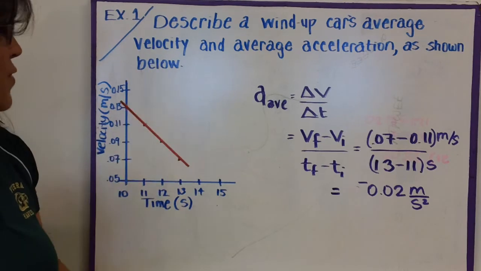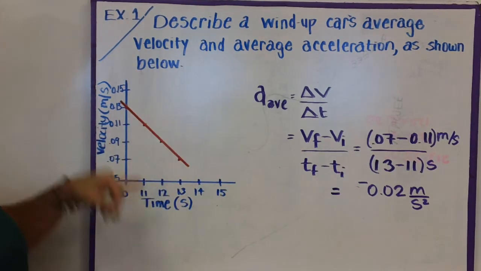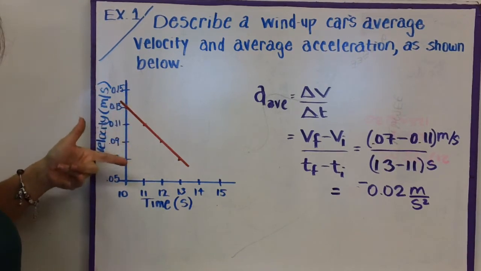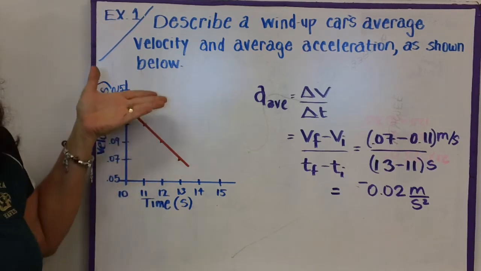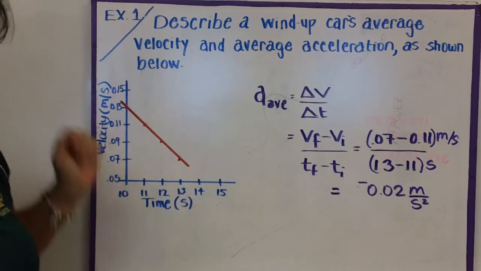Well, what about its velocity? So now we're going to go back to the velocity curve here. We know that this velocity is getting less and less, so it's slowing down. It is a larger velocity early on, and the velocity is decreasing.